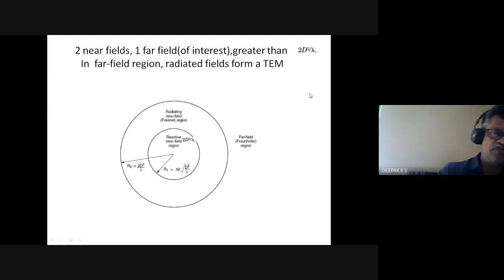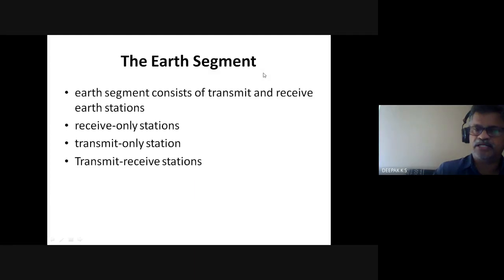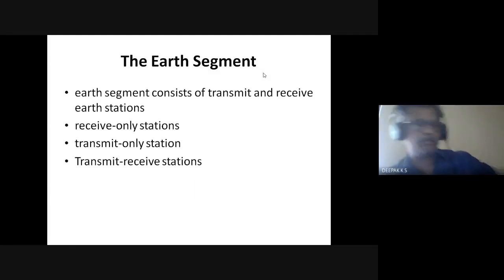Because we are far away, we are bothered about this far field, and the distances are greater than 2d square by lambda, normally for satellite communication. So there are two near fields and one far field which is of interest, and that means it is greater than 2d square by lambda. And the radiated field forms a transverse electromagnetic field.